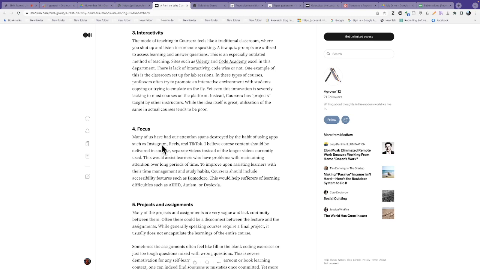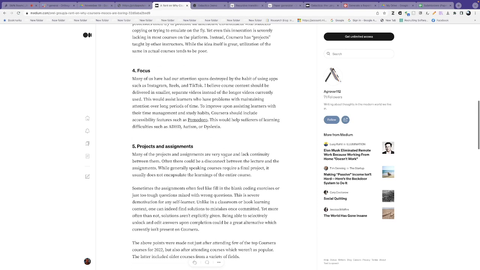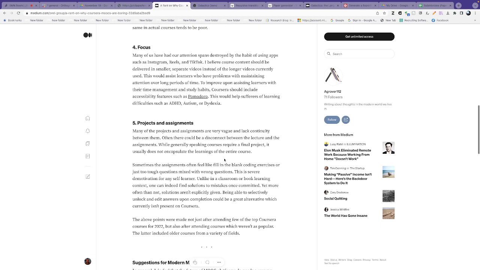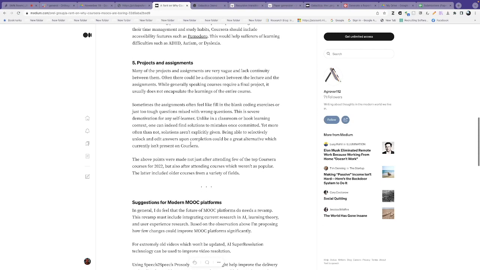But Ankit also mentions that a lot of learners are used to things like Instagram and TikTok where the timing is different. You consume things in smaller pieces, and that's something that we don't really think about in terms of MOOCs, or even education really, because we just have the standard model that we keep applying.